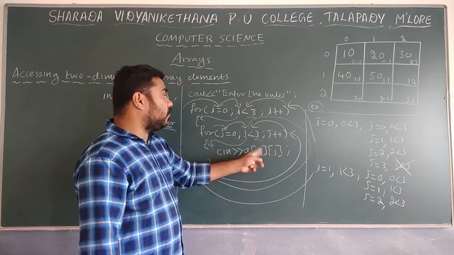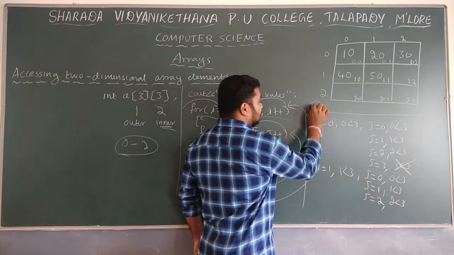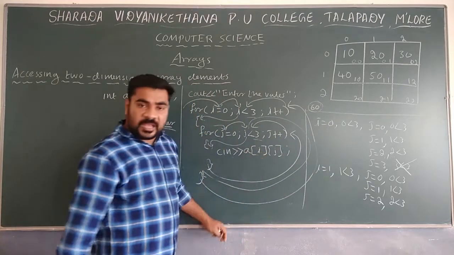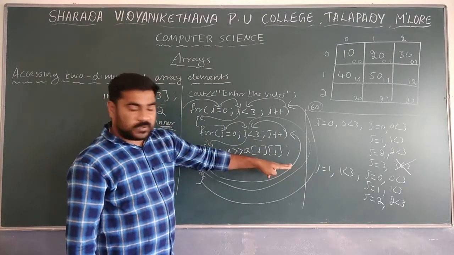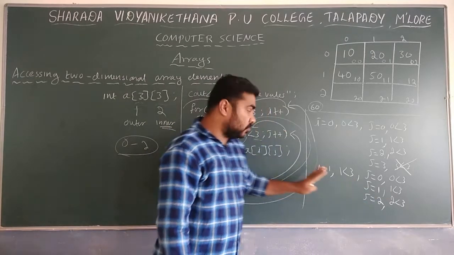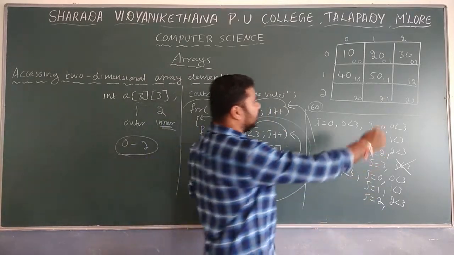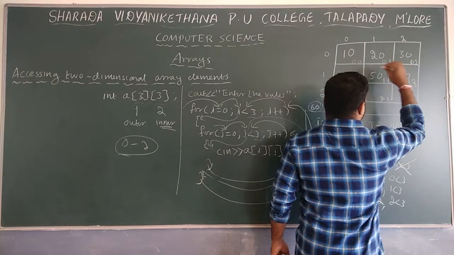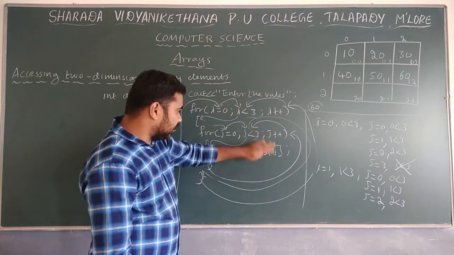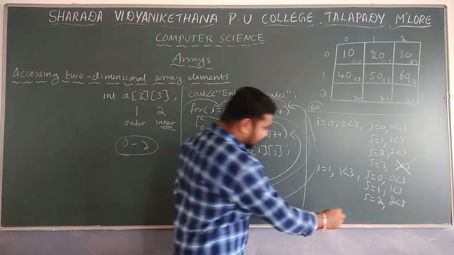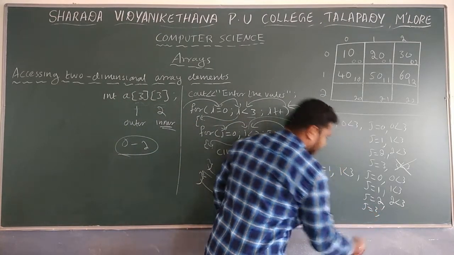See a of i j. For example, for a given value 60, what's the value of i? I value is 1. J value is 2 because j value is incremented just now. So here data 60 will be stored. That loop is finished. Next, once again j is incremented. J is now 3.